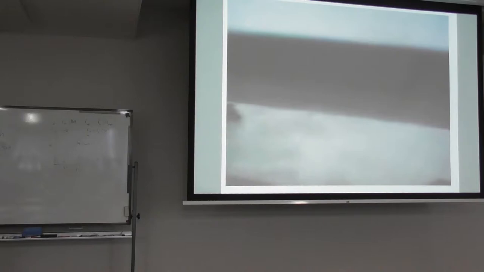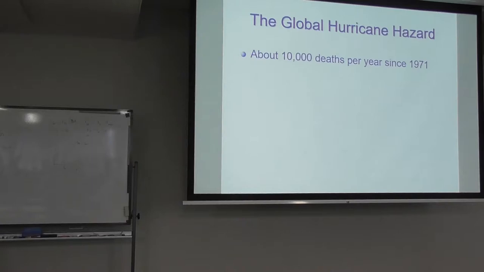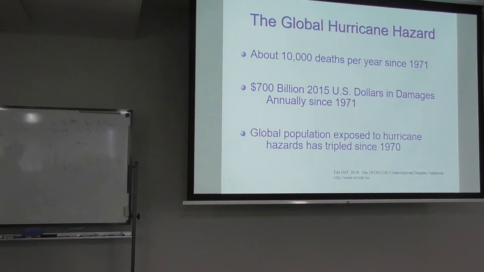Let's talk about some numbers here. Globally on average, since 1971, about 10,000 people lose their lives every year from tropical cyclones, and about $700 billion in damages on average per year. And this is very important.